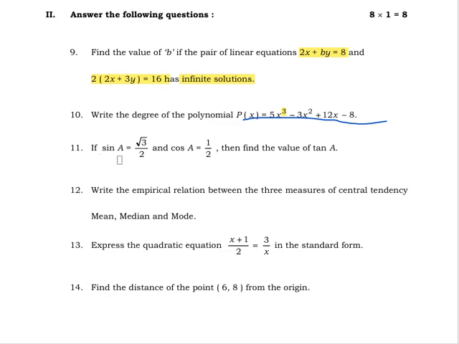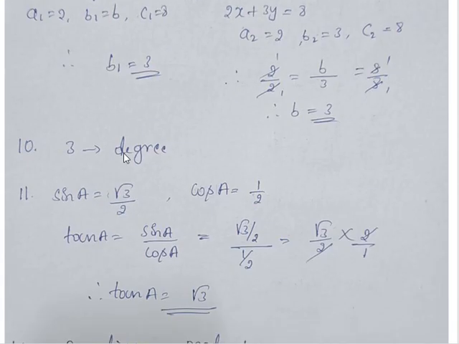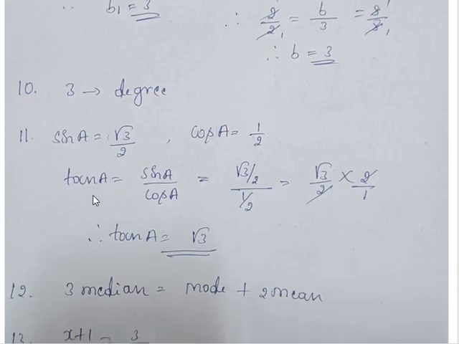If sin A is equals to root 3 by 2 and cos A is equals to 1 by 2, then find the value of tan A. So here sin A and cos A are given. Sin A is root 3 by 2 and cos A is equals to 1 by 2. So you should find out the value of tan A. So we already know the formula: tan A is equals to sin A by cos A.